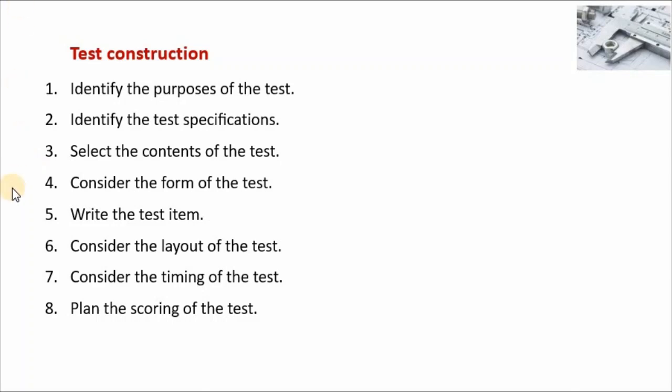Next, the researcher should consider the form of the test, its layout. Then the researcher will write the test items. Sixth, the researcher should consider the layout of the test, the general appearance of the test, to ensure face validity. And also, the researcher should consider the timing of the test. This shouldn't be ignored. The final aspect of test construction is the scoring of the test. This should be made very clear to allow the researcher to compare the results of each participant. Preparing a scoring scale will ensure the reliability of the test.